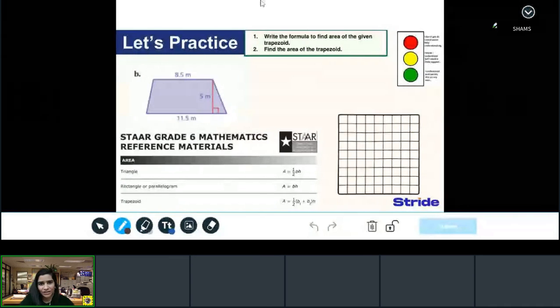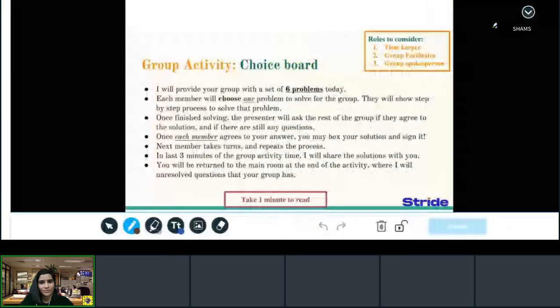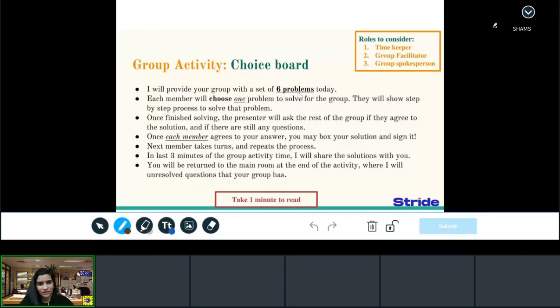After the two guided practice questions, we have independent practice. The independent practice is more of a group work. The group activity is a choice board that will provide students with 6 questions. They will work in teams of 4. Each member will pick one question to solve for the group. They will solve it step by step and also verbally describe their steps. Once they finish solving, they will ask the group if they agree to the answer or not.